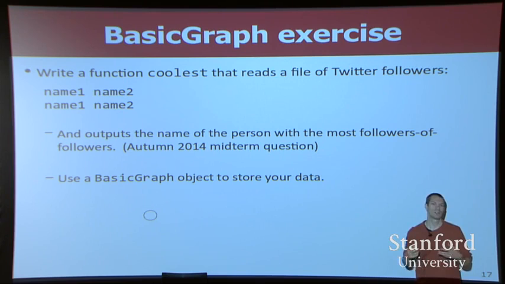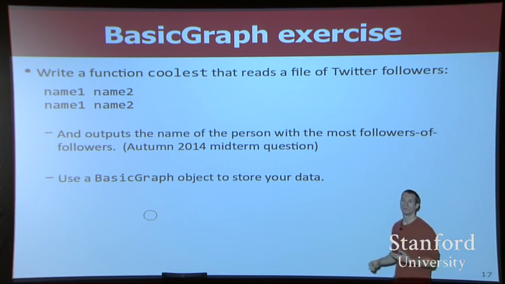Direct followers would just be people that directly follow you. Followers of followers means how many people follow your followers. If Marty follows Scarlett, how many people follow Marty? Those people are Scarlett's followers of followers. Anyway, I want to find out who has the most such people.